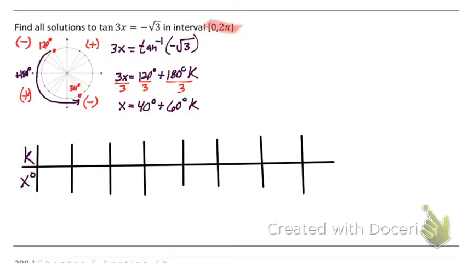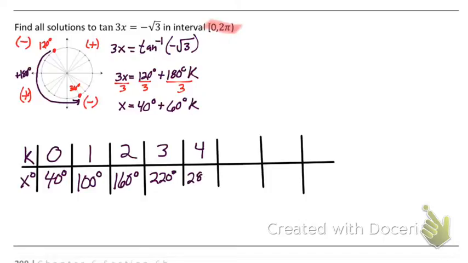All right, so I'm going to look at where k equals 0. Well, if I plug in 0 for k, I just get out 40 degrees. If I plug a 1 in for k, I'm going to get 100 degrees. If I plug a 2 in for k, I'm going to get 160. If I plug a 3 in for k, I'm going to get out 220. If I plug a 4 in for k, we're going to have 280. If I plug a 5 in for k, that's 340.